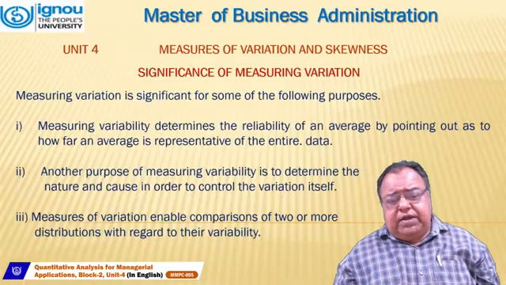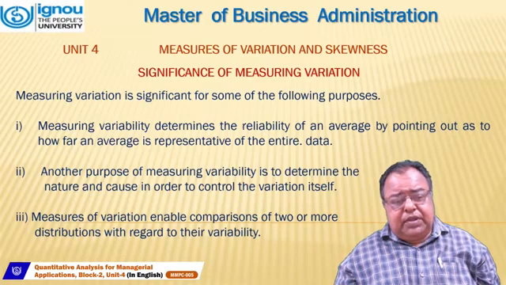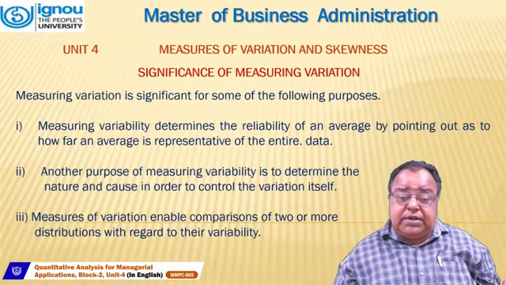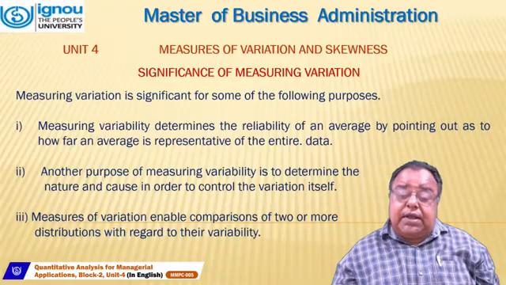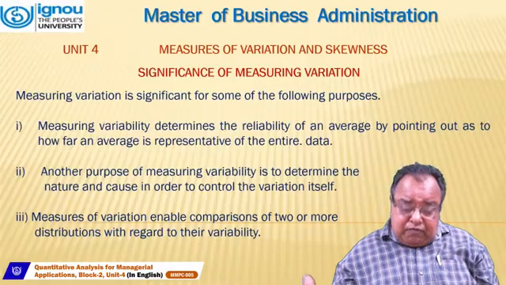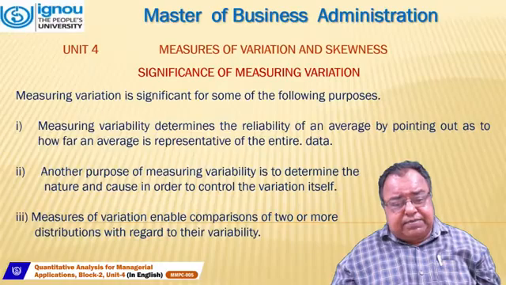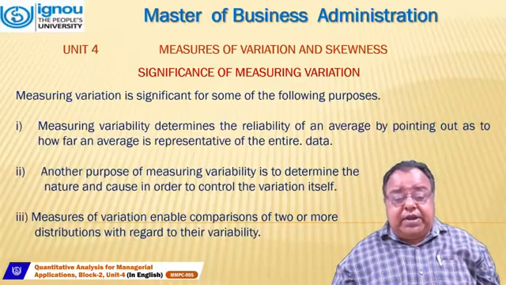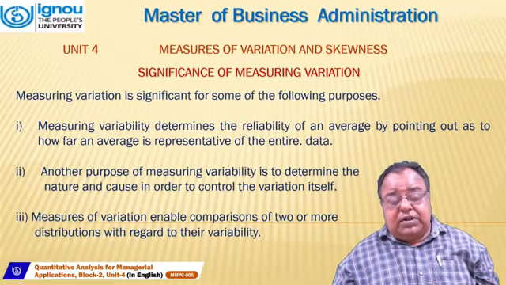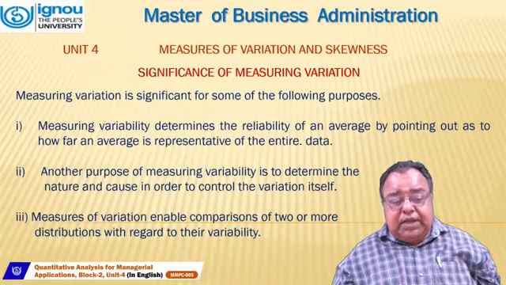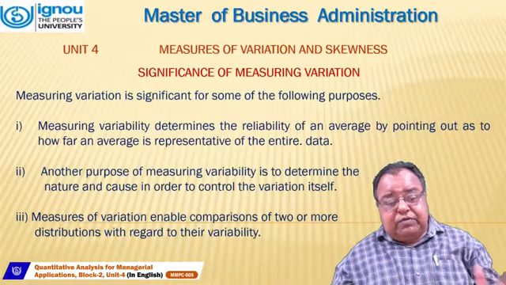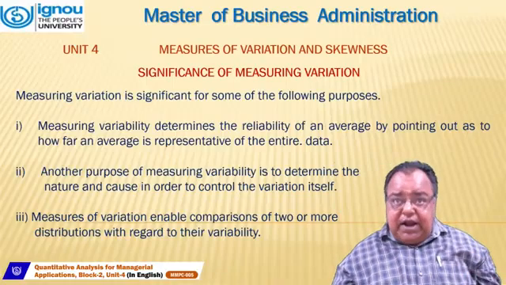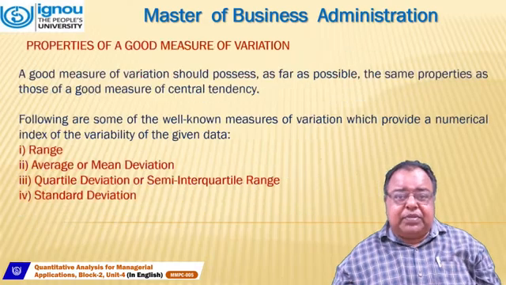Measuring variation is significant for the following purposes. Measuring variability determines the reliability of an average by pointing out how far an average is representative of the entire data. Another purpose is to determine the nature and cause of the variation in order to control it. The third is that a measure of variation enables comparison of two or more distributions with regard to their variability.